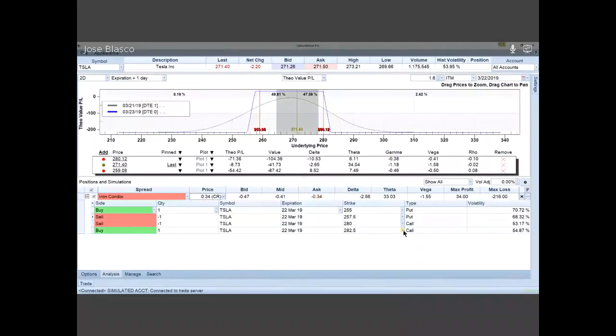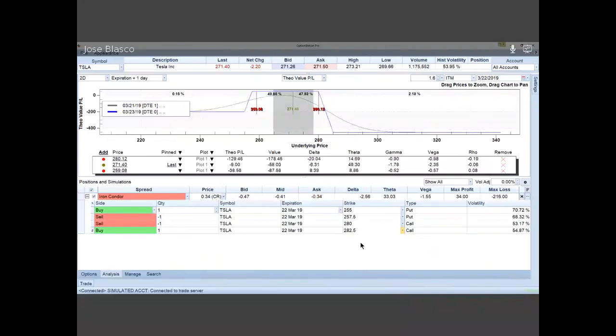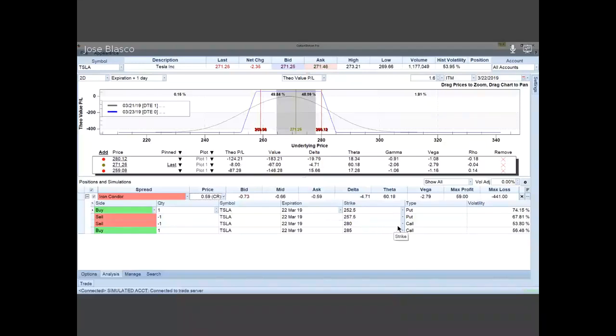I'm going to give it a try to move the 282 to 285 and move the 255 to 252.5. If I do that, no, it's not better. If I do that, I get more premium, which is 59, but I really, really, really increased the risk of the trade, especially in the top part. So it's not going to be possible. So you know what? The plan I had before was the right plan. The plan I had before was the best plan possible using tomorrow's expiration date.